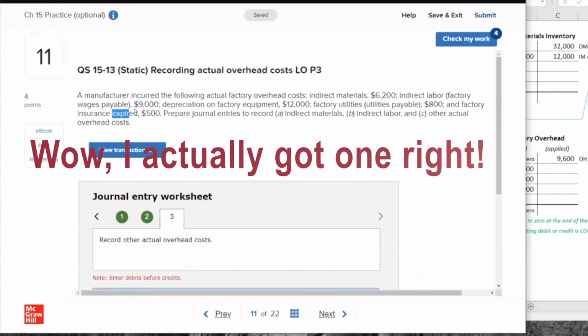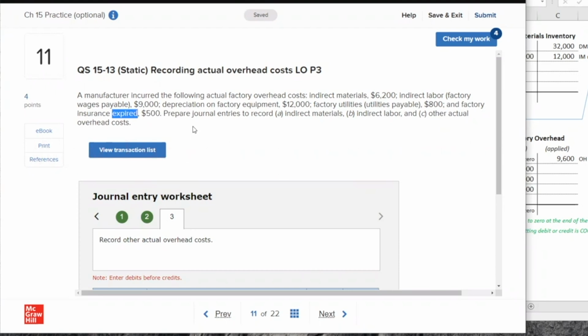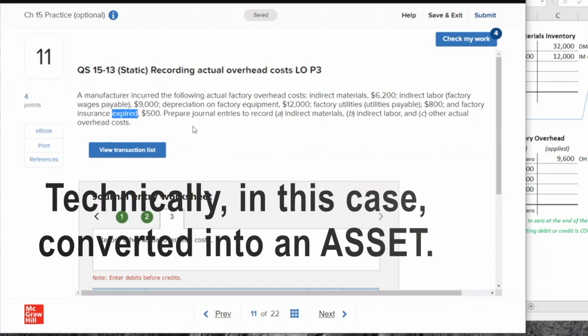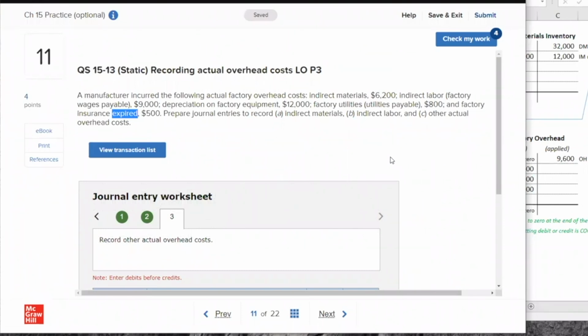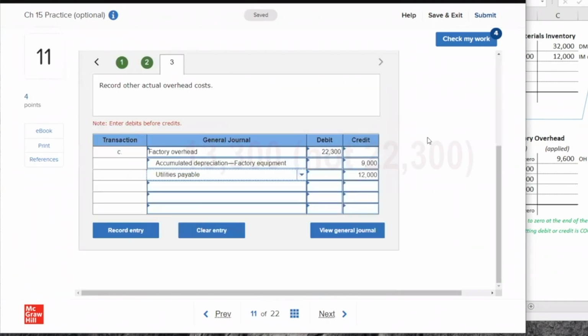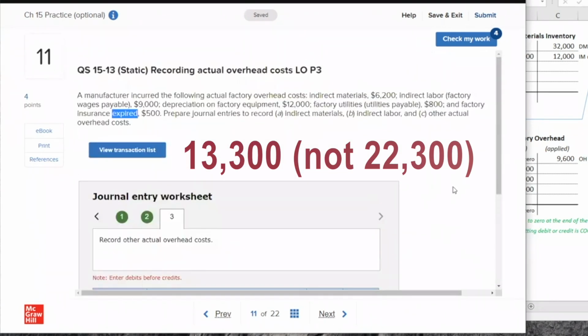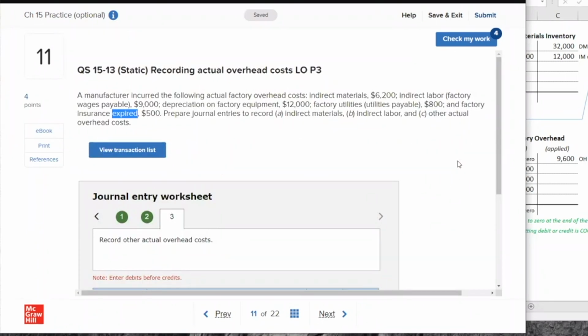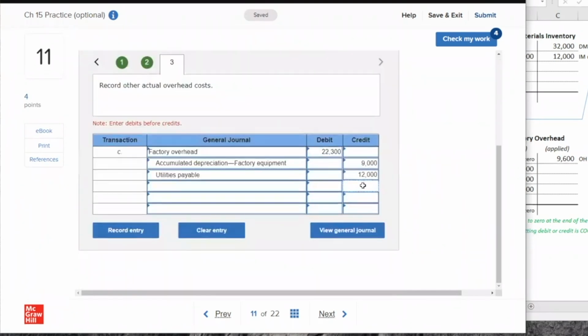Factory insurance expired. Ooh, what does that suggest? What had we done previously? Prepaid insurance. Yeah, we had prepaid it, hadn't we? And this much is being converted to expense, isn't it? Because it's expired. The thing is, with a manufacturing company, you don't debit insurance expense. Instead, you would debit overhead. And it's included in this 22,300. But what we credit is this prepaid insurance for 500. Tricky, right? Prepaid insurance.